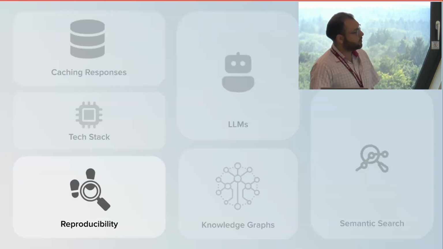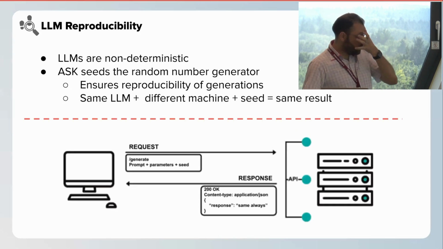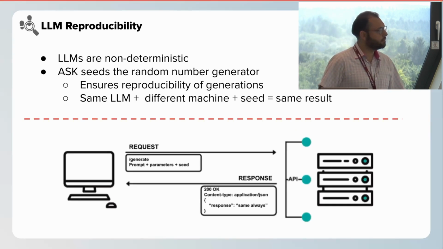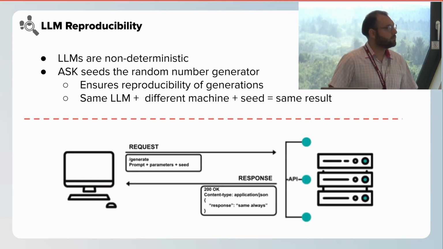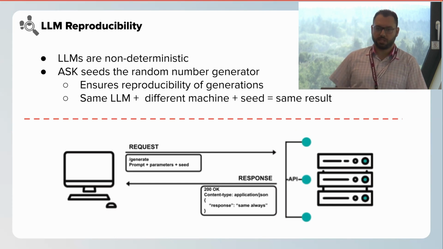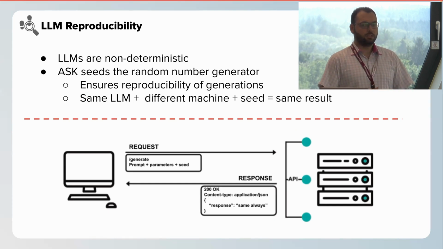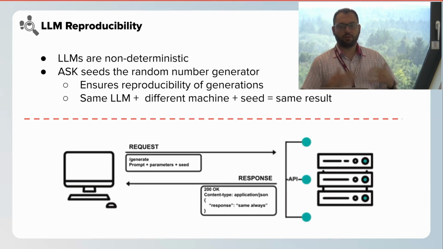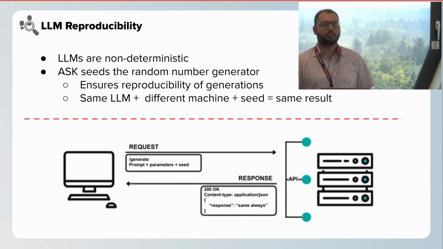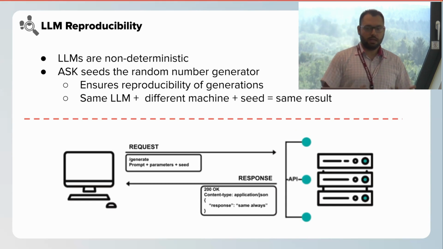Okay, so we have LLMs. Now we want to talk about reproducibility. As many of you already know, LLMs are non-deterministic. So every time you invoke the LLM, you end up with a different set of results. And this is nice maybe for your experimentation, but it's not really ideal when you're using it for science.